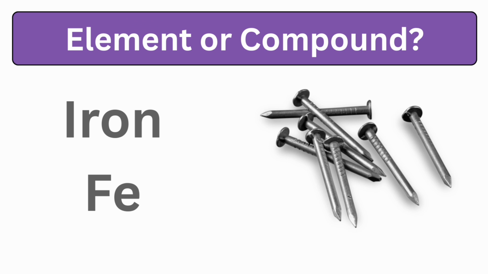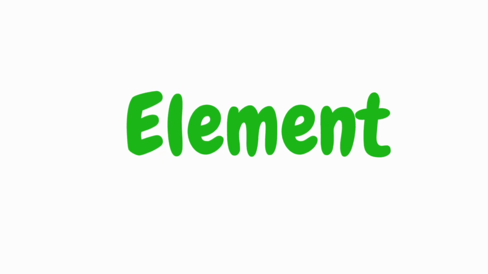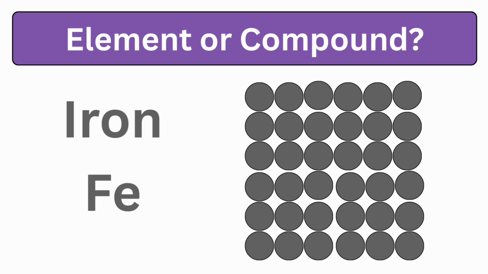What about this example, iron, which has a formula Fe? The answer's coming in 3, 2, 1. Iron is another example of an element, so you'll find it in the periodic table. The formula tells us that iron is an element because it contains one capital letter. And because iron is a metal, it contains lots and lots of the same type of atom, iron atoms, all joined together to form a solid.